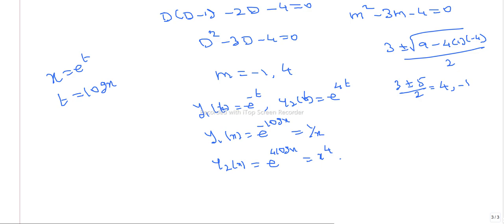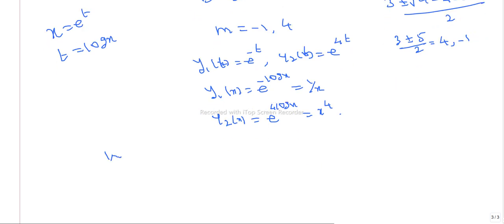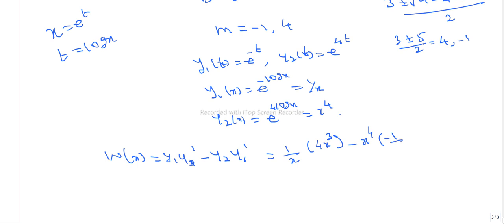Okay, so now what is the Wronskian? W of x is equal to y1 y2 dash minus y2 y1 dash. So y1 is 1 by x, and what is y2 dash? If you differentiate this, we get 4x cube, minus y2, that is x power 4, into y1 dash. If you differentiate 1 by x, we get minus 1 by x square. So if we cancel this, we get 4x square, and then minus minus plus, we can cancel x square, we get x square. Therefore 5 times x square. Did I make any mistake there?